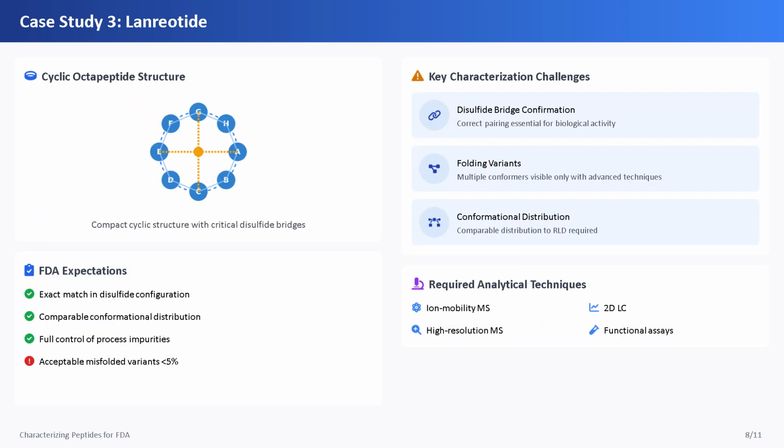Ganirelix may be a 10-amino acid peptide, but it has a surprisingly complex impurity profile. Developers must identify truncated sequences, positional isomers, and oxidation variants. High-resolution MS is essential, along with full impurity profiling and binding or potency assays. The FDA also wants clear evidence that stability trends match the RLD. Despite its size, Ganirelix requires analytical scrutiny comparable to larger peptides.